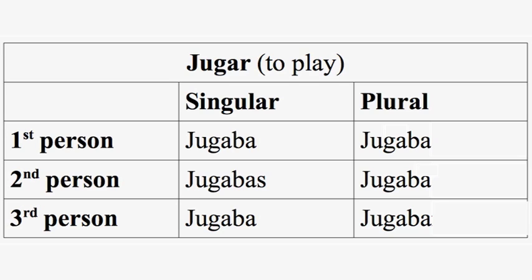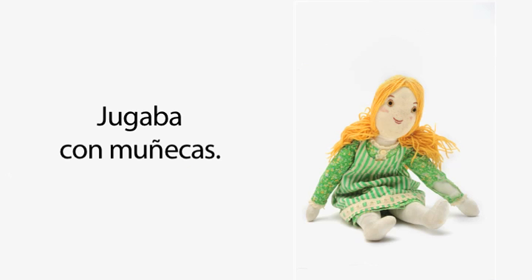Then, on to the third person singular. If you remember from the sentence earlier, we aren't going to add anything to this either. It's going to stay jugaba. Jugaba con muñecas. She used to play with dolls.